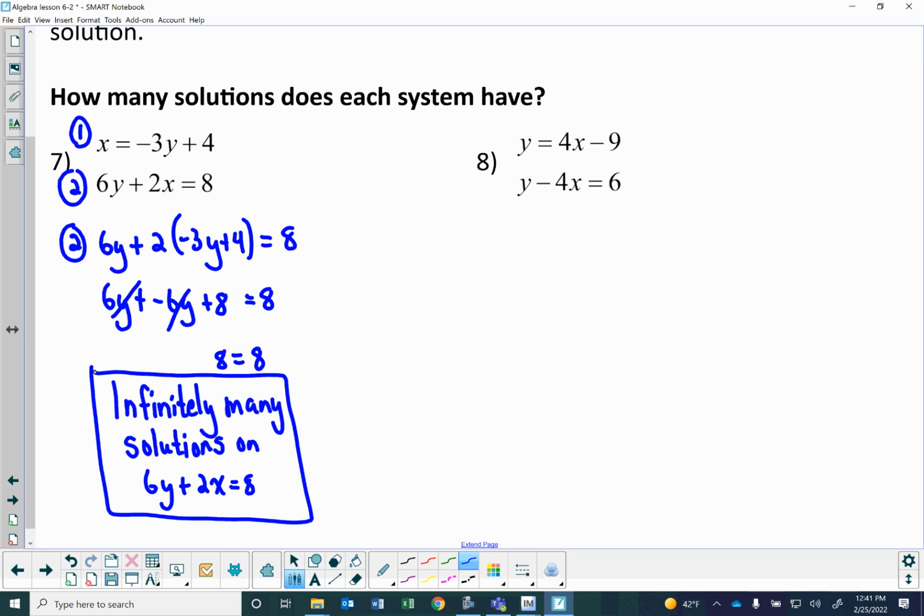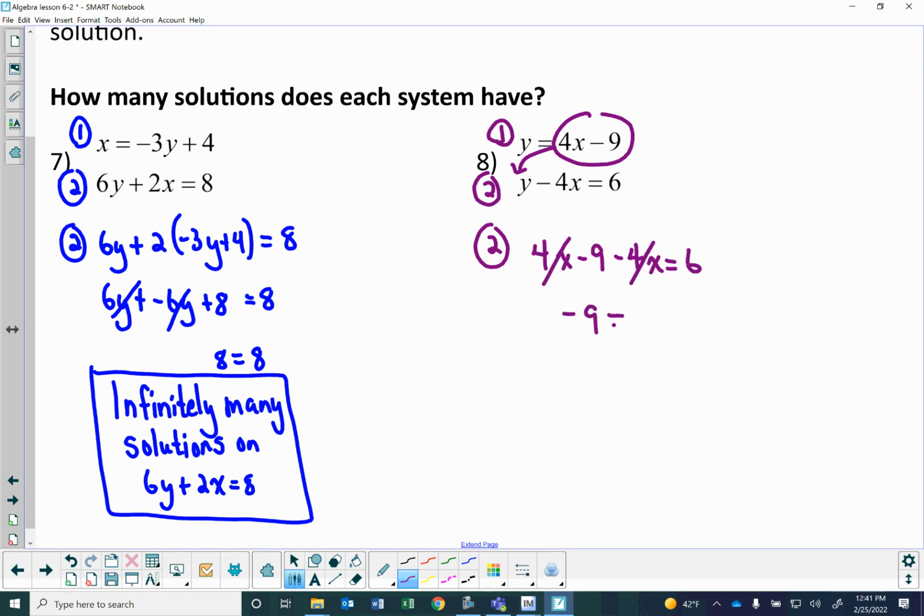In this second equation here, the eighth problem, I have my two equations. My first equation says y equals 4x minus 9, and my second equation says y minus 4x equals 6. So I'm going to plug in 4x minus 9 everywhere I see a y, which is right there in equation 2. So I'm going to have 4x minus 9 minus 4x equals 6. So my two 4x's cancel out, and I get negative 9 equals 6, which is not true. Since negative 9 does not equal 6, this would have no solution, because it is a false statement.